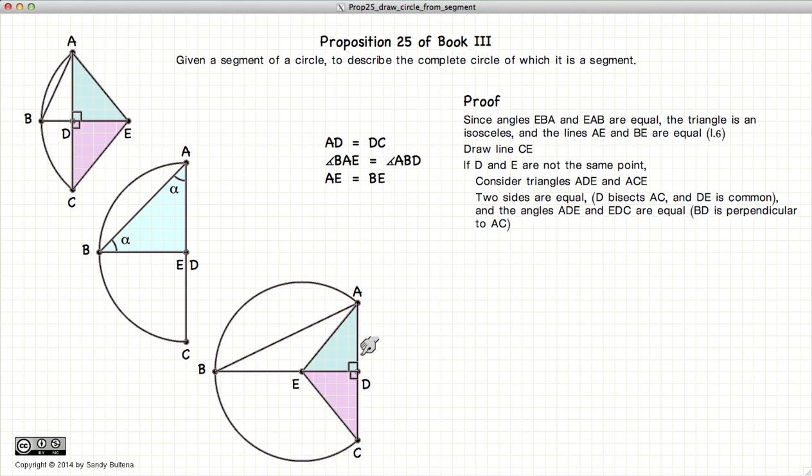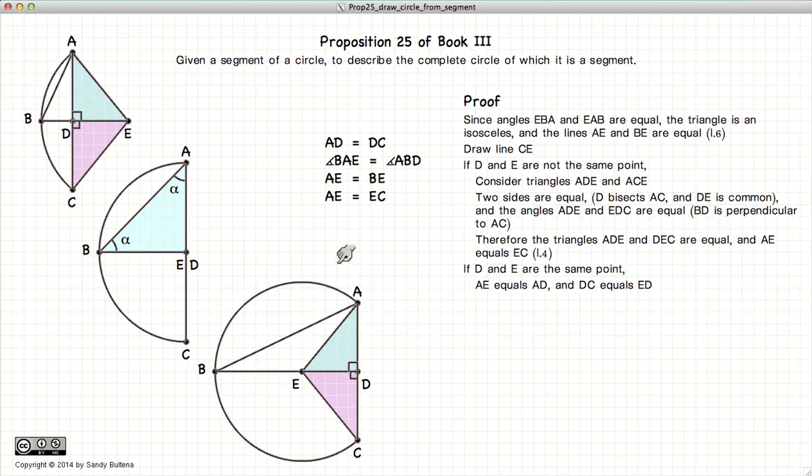So in these two instances, we have two triangles that are equal, according to Proposition 4, Book 1, because they have a side angle side that are equal. So therefore, ADE is equal to CDE in both cases, which means that this line AE is equal to EC. So now we have established that BE is equal to AE, which is also equal to EC, in both of these cases.